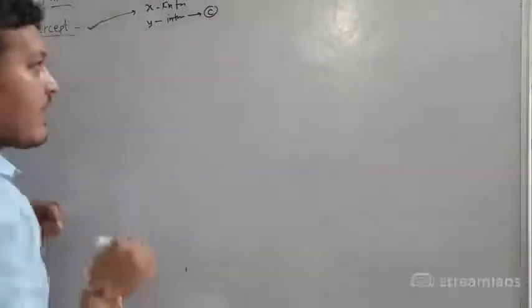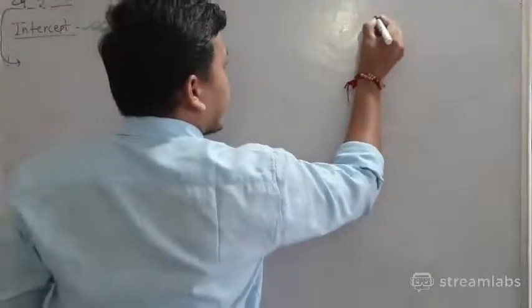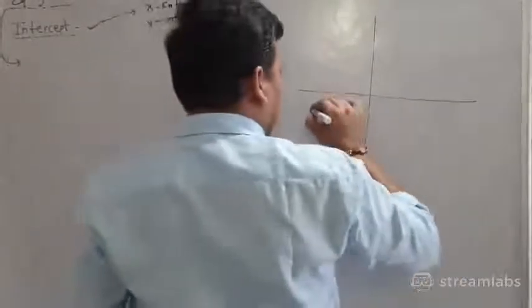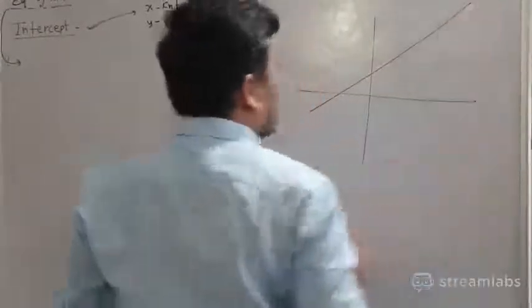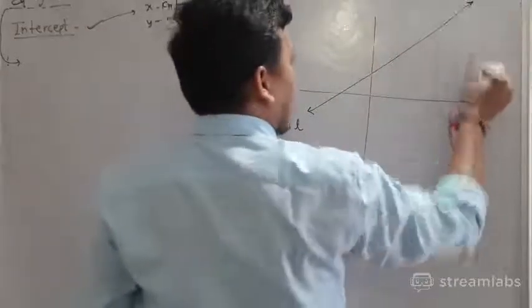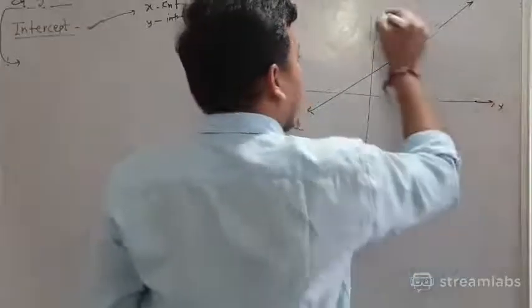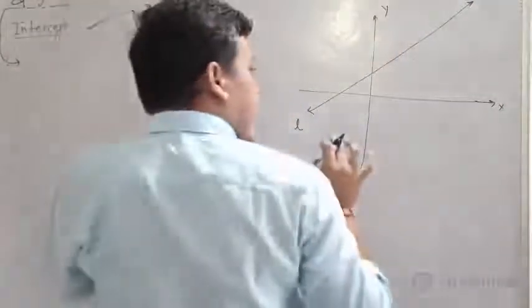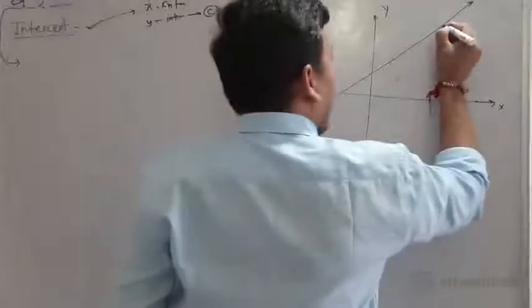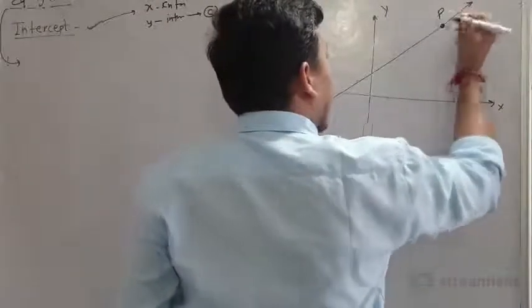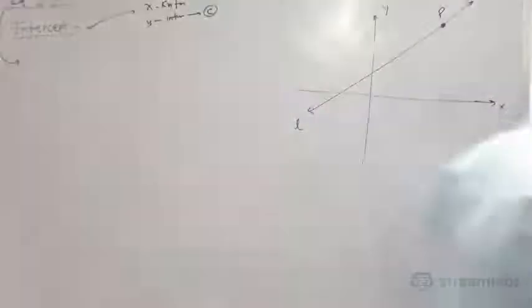Equation of line. The first topic: if this is your quadrant, and now this line, which is denoted by L, this one is the x-axis and this is your y-axis. Any doubt? No doubt, very good. And here is one point, let this point be P.